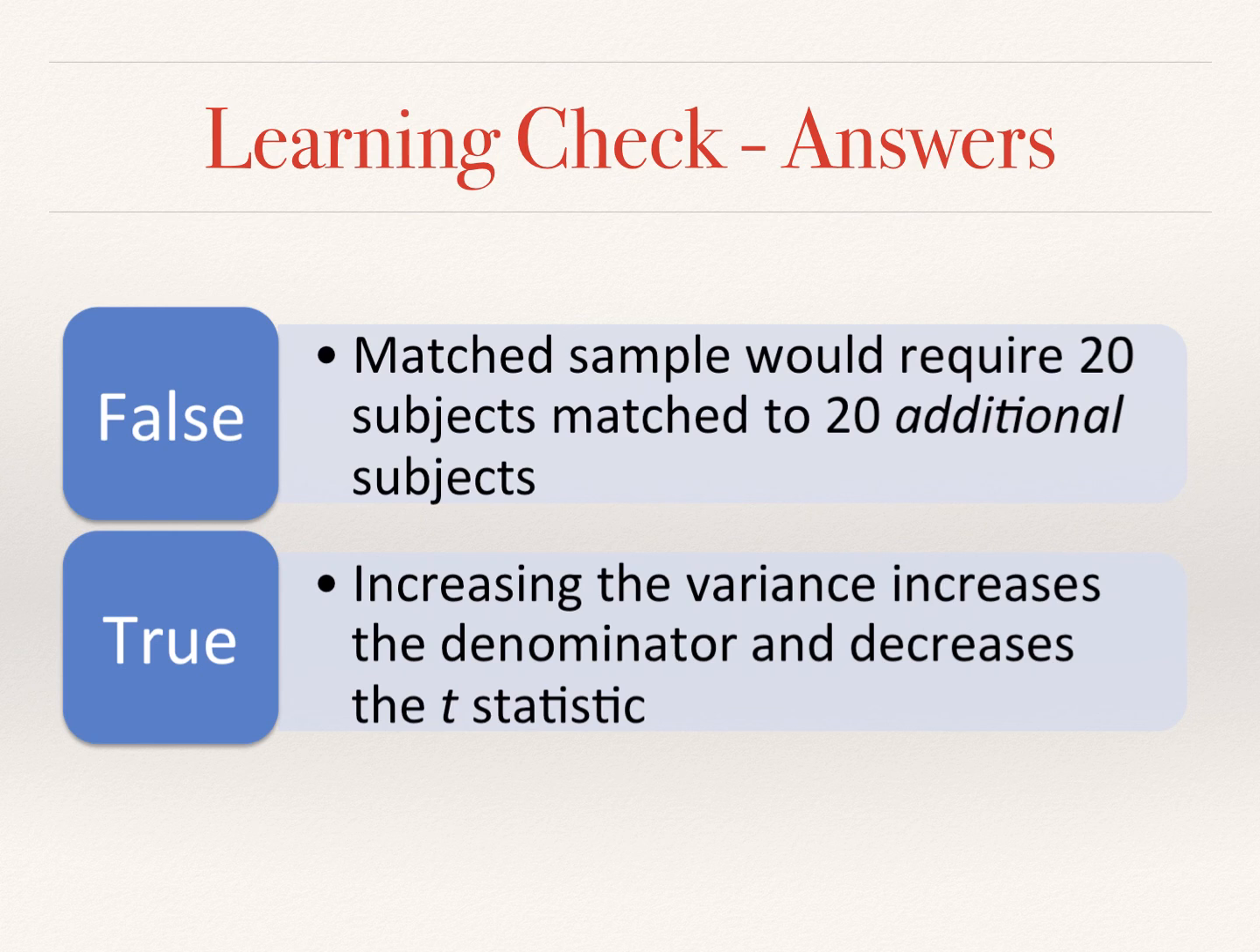And for the second one, increasing the variance increases the denominator and decreases the t-statistic. Remember, the variance is that noise. So if we put more noise down there, that's going to weaken our signal. It's going to be harder to detect our signal in more noise. So it's going to lower that t-statistic and make it not as high.